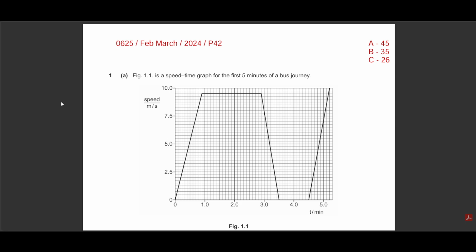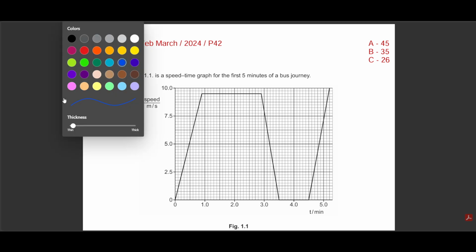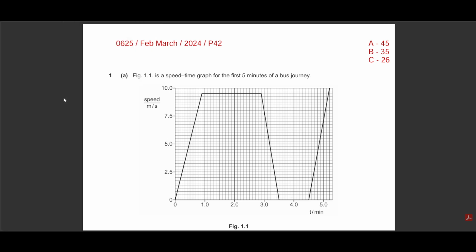By the way, if you want to get an A in this paper, you most likely need to get at least 45 out of 80. To get a B, you need to be more than 35, and to get a C, you need to be more than 26. Be advised that this is an 80-mark paper. I believe you should be able to score at least 50 to 60 marks in this paper. It's not that difficult. But anyways, that's your target.